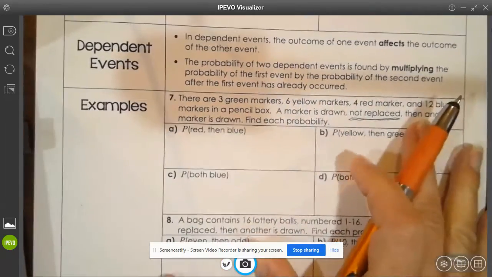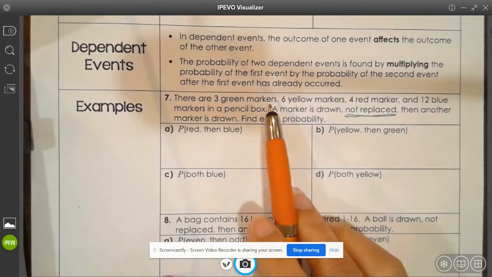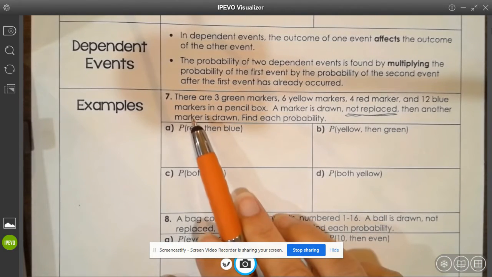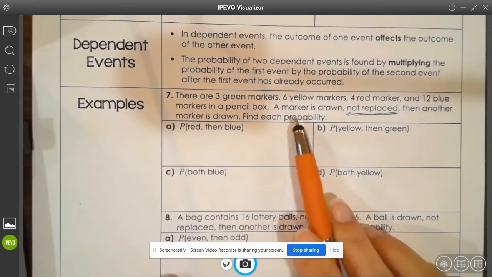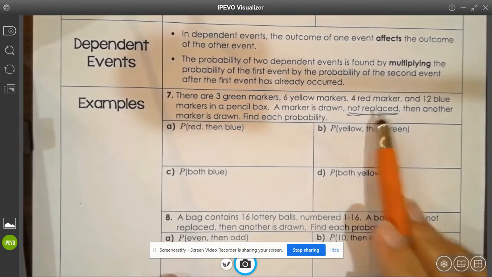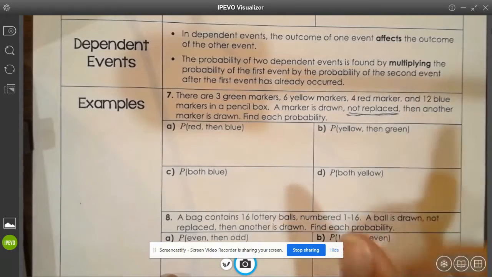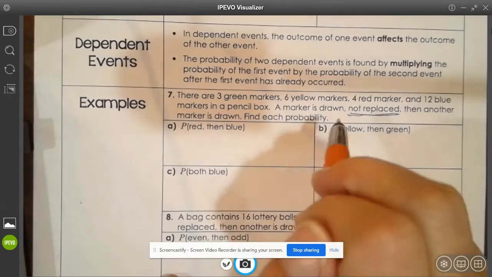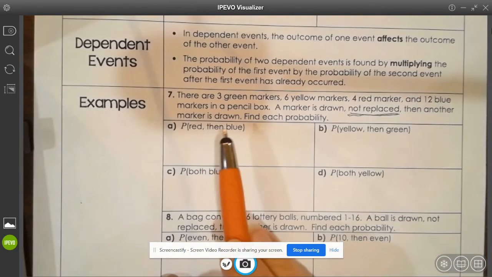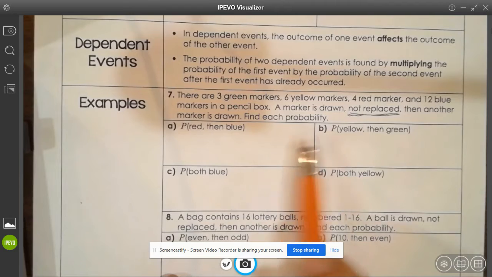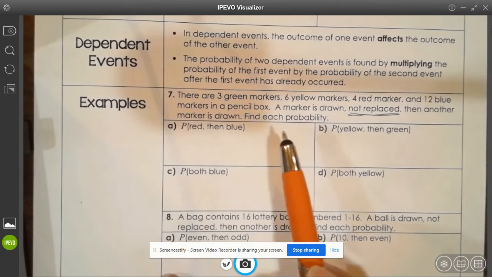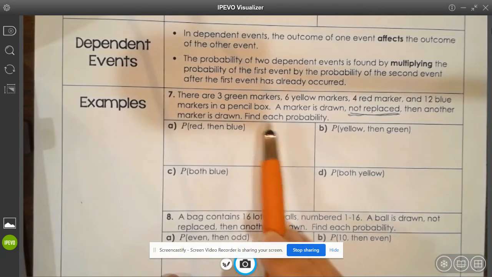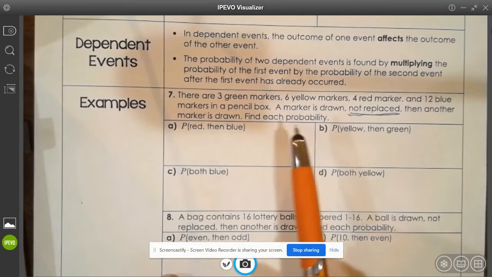Okay, so let's read this. It says, there are 3 green markers, 6 yellow markers, 4 red markers, and 12 blue markers in a pencil box. A marker is drawn, not replaced. So it's like you take the pencil and you don't replace it. You don't put it back. That's what it means. Then another marker is drawn. So the total changes, right? First there were 25, now there are 24 because you're not putting those pencils back. That's what dependent events is pretty much about.